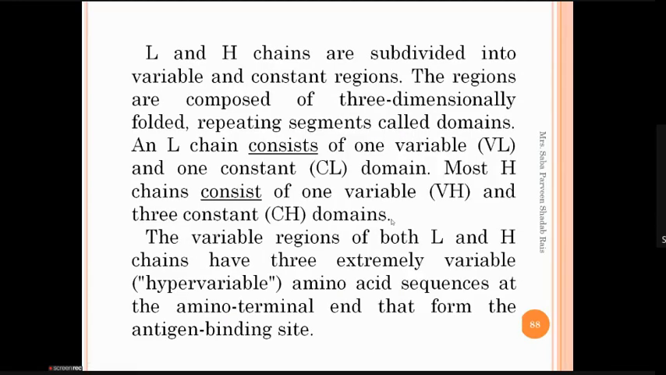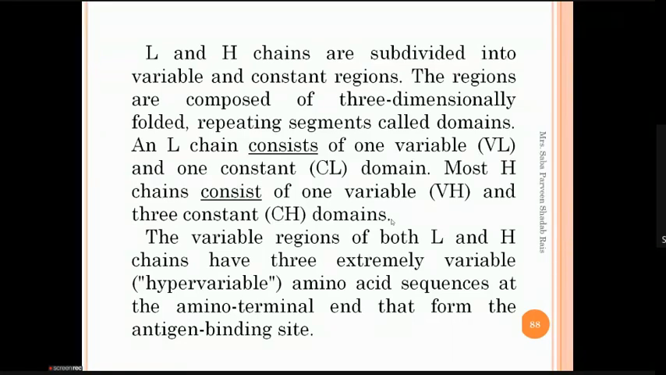Now, when we talk about light and heavy chains, they are subdivided into the variable and the constant region. What is the variable region? The region which is varying, which is highly specific for the antigen. The regions are composed of three-dimensionally folded repeated segments, which are called domains. Note down the term domain here. Domains means the region which has the specific binding site.